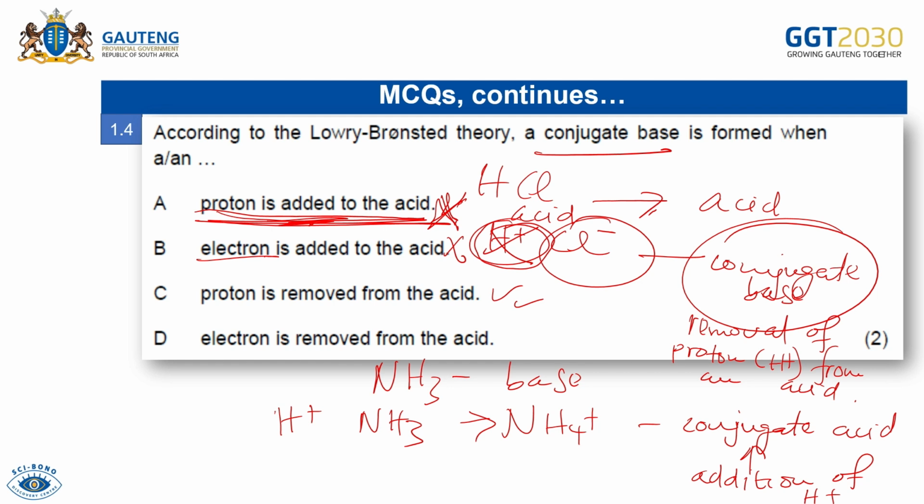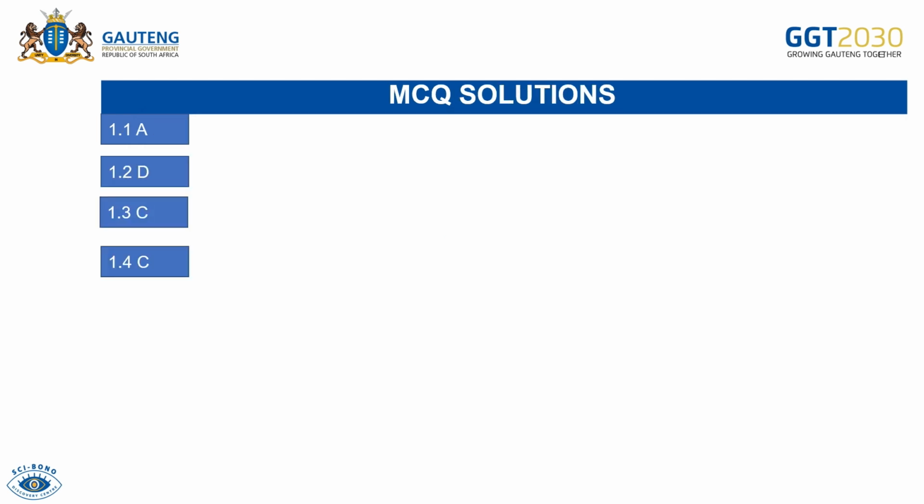Conjugate base. A conjugate base is formed after we have removed what? A proton. After I've removed a proton from what? From an acid. Yes, so this one is correct. Electron is for redox reactions. So D is also what? Incorrect. So C is the correct answer. Learners, conjugate base is formed after we have removed a proton from an acid. Conjugate acid is formed after we have added a proton to what? To a base. That is very, very important, right? So these are the solutions.